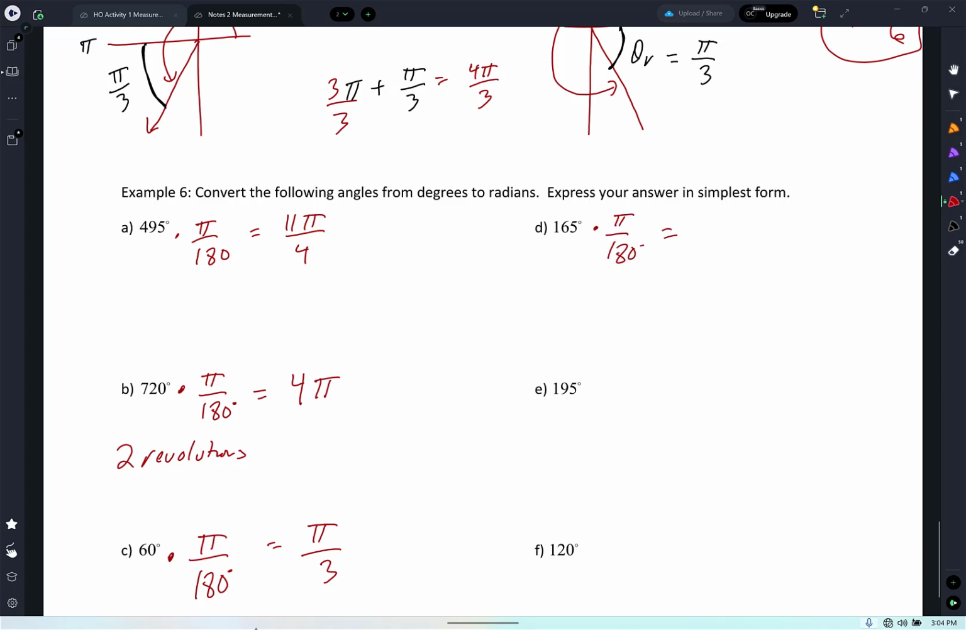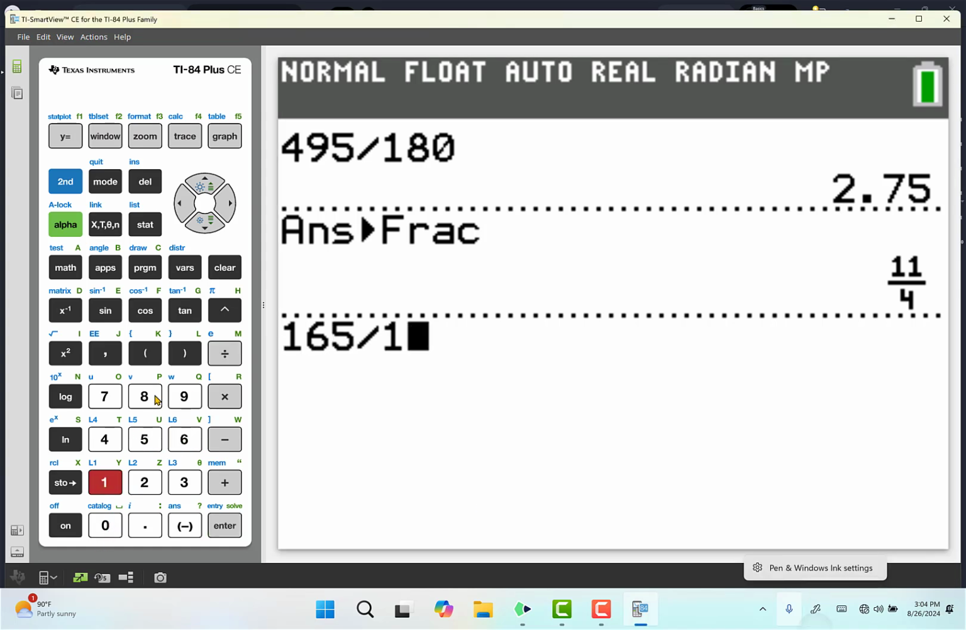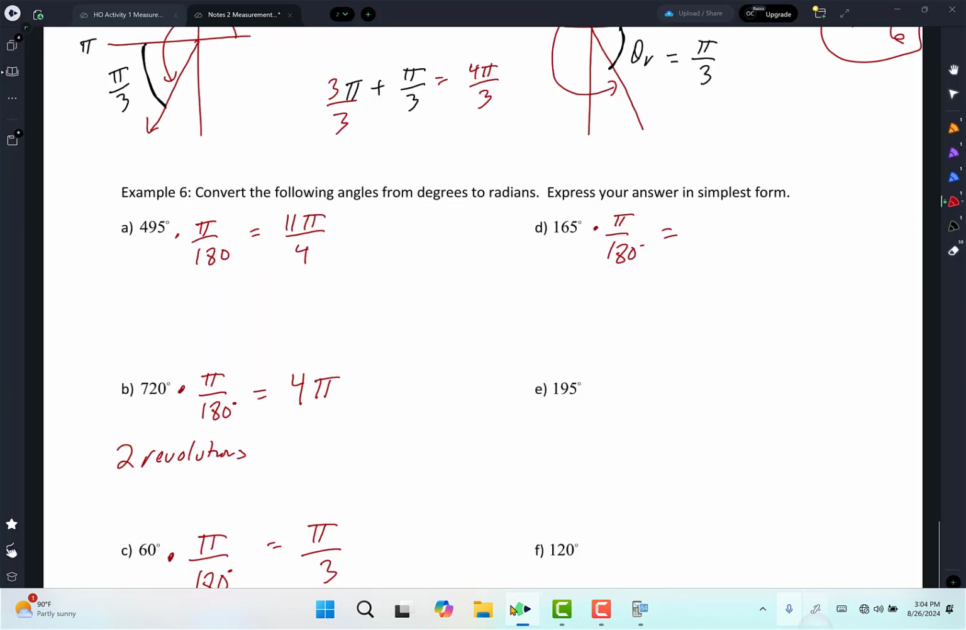All right, 165 degrees times pi over 180. Take your calculator, go 165 over 180. So here it is, 165 over 180. And I can just push math, and I can push frac immediately and get my fraction. 11 pi over 12.